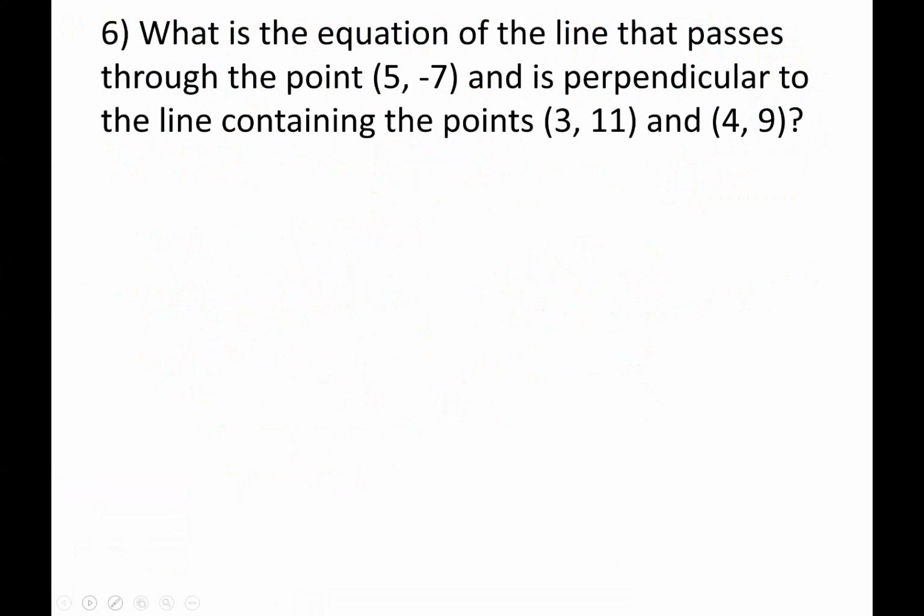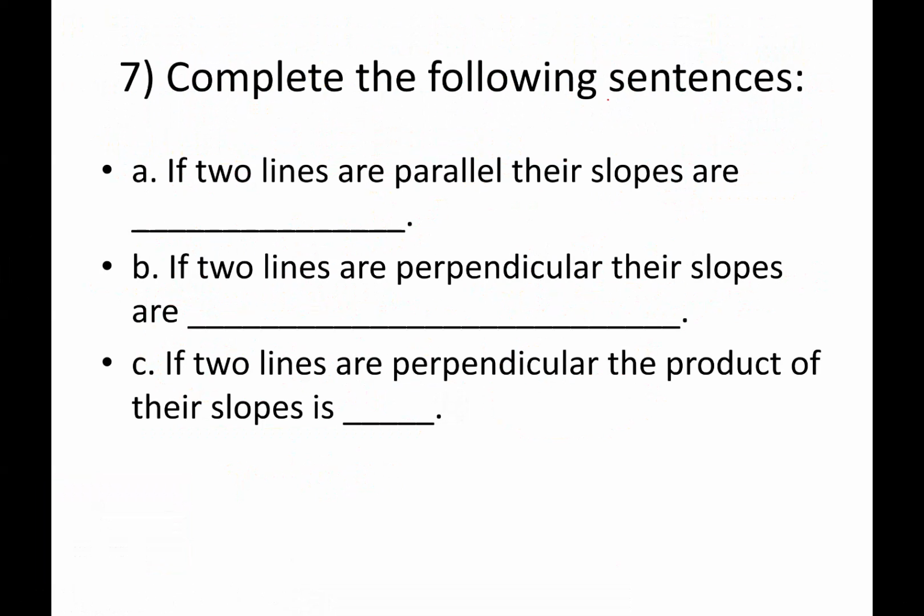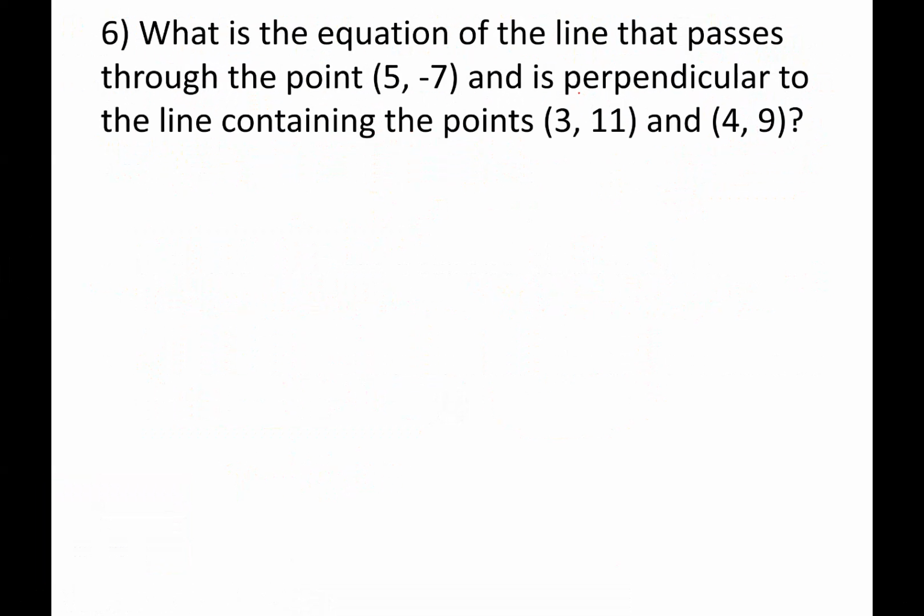What is the equation of the line that passes through the point 5, negative 7, and is perpendicular to the line containing the points? So this time we're given a lot of points, but there is something very important we're missing. We must have a slope in order to write the equation of a line, especially if we're talking about, going back, perpendicular lines that have opposite sign, reciprocal slopes.